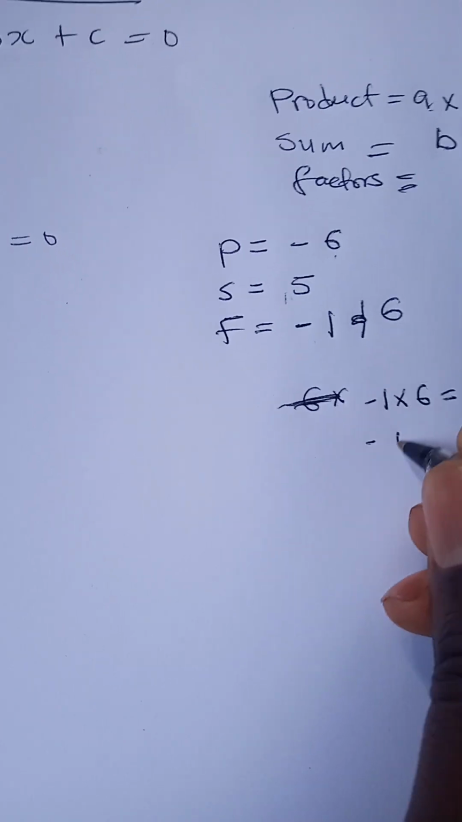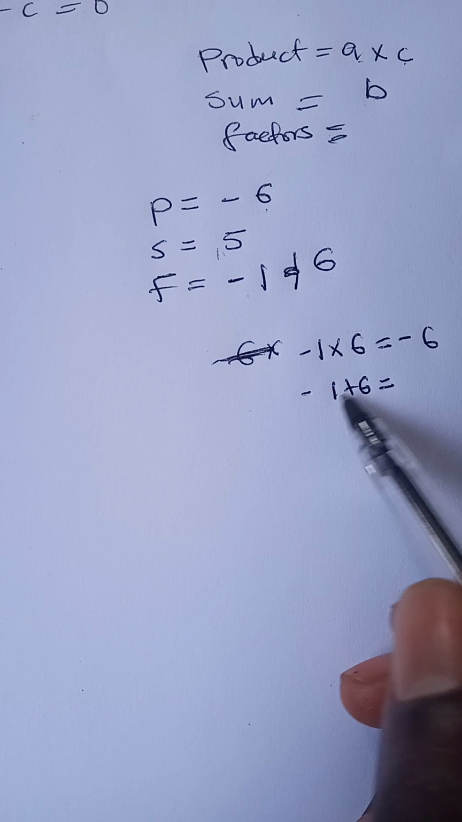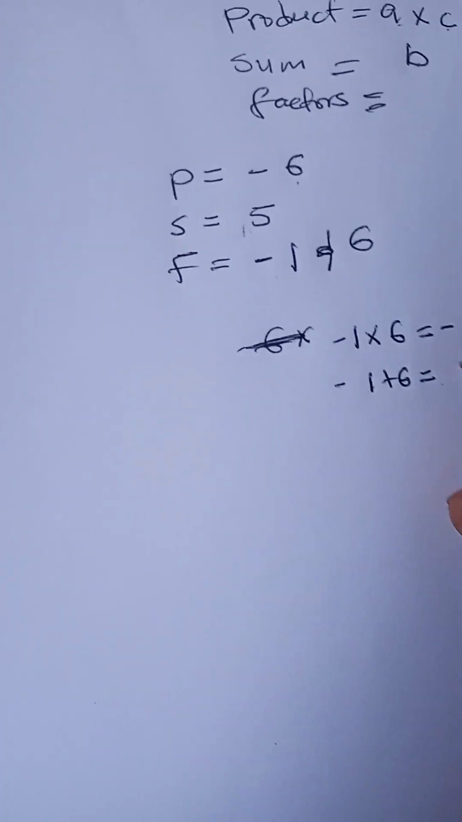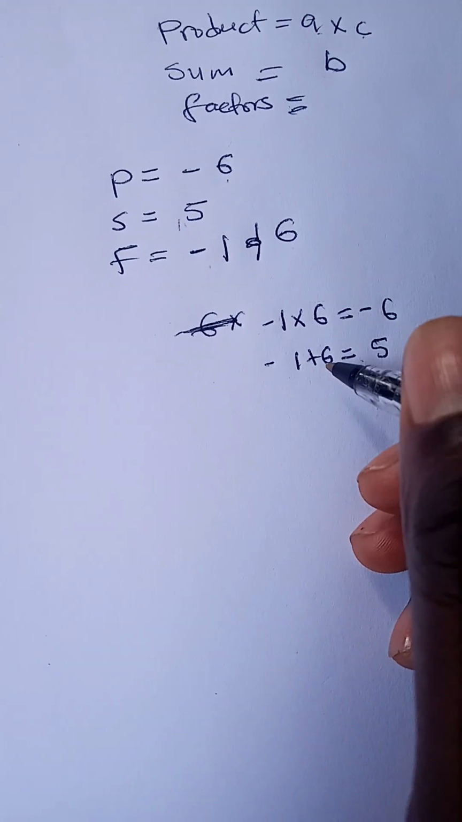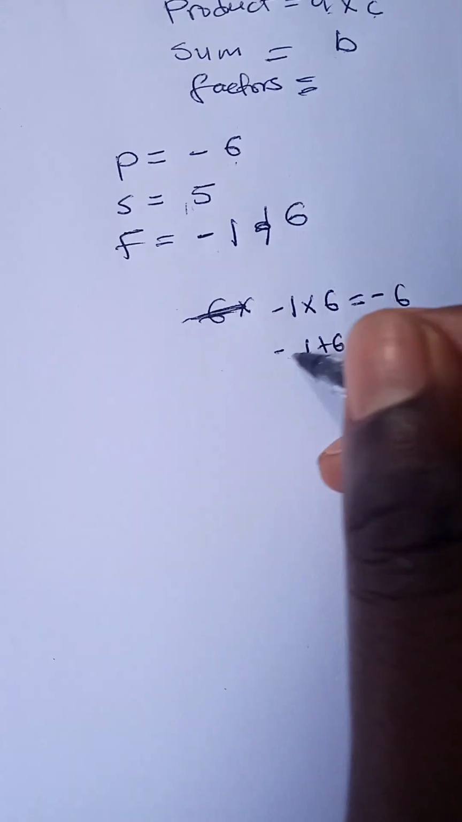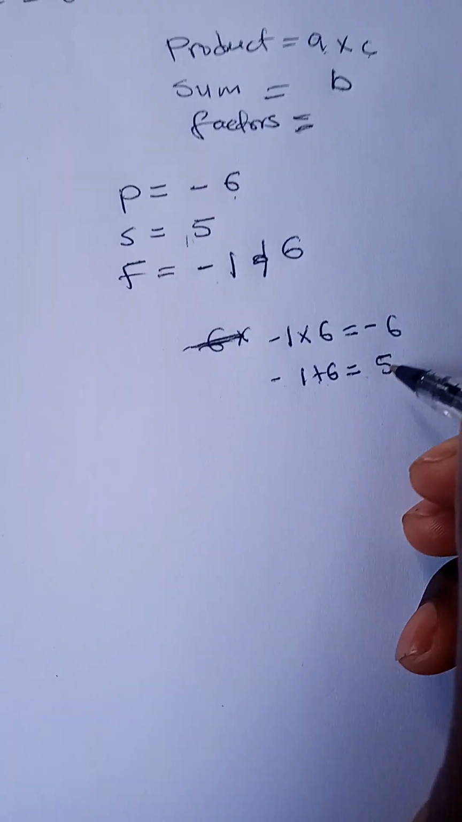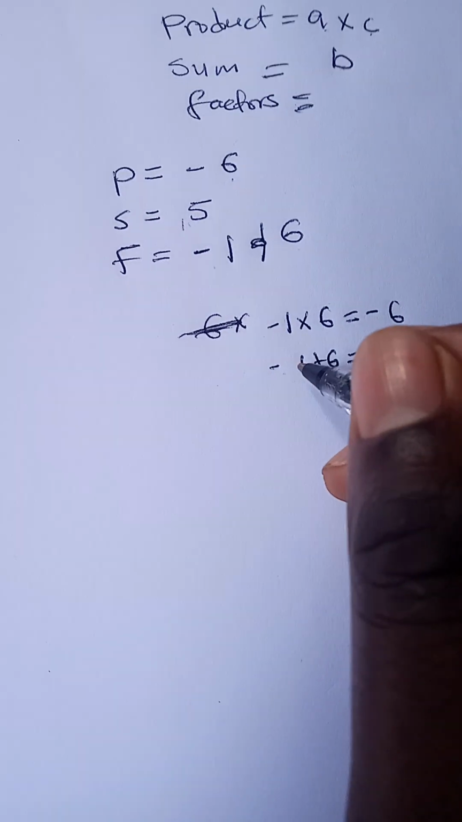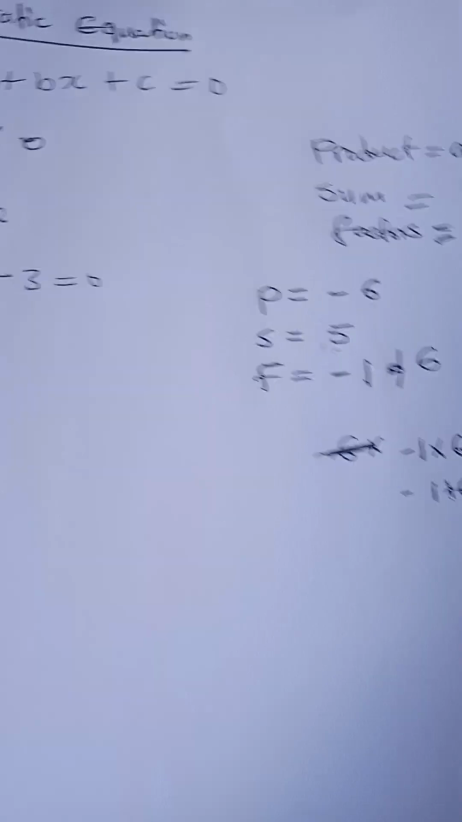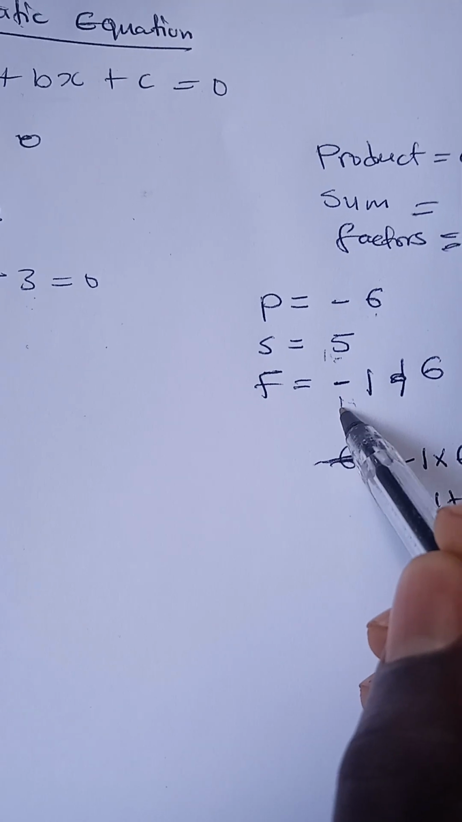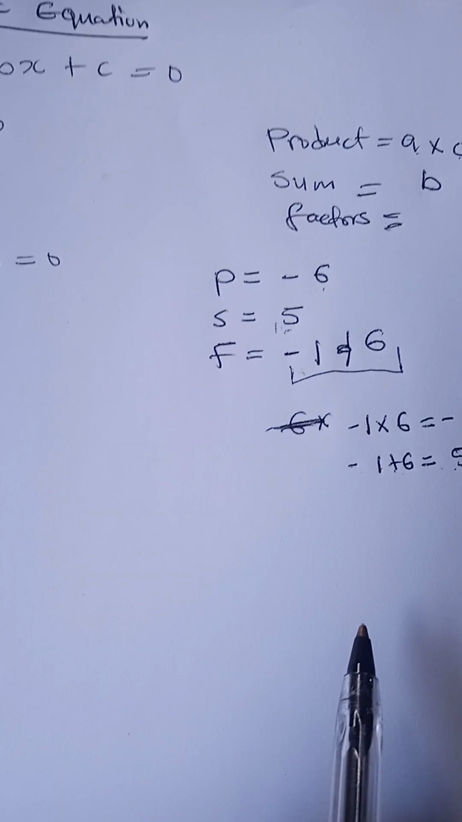Negative 1 plus 6 is giving us a positive 5. Why? Because our bigger number here is positive. So when we have a negative and a plus, we subtract them, but we take the sign of the bigger number. In this case, our bigger number was 6, but we subtracted to get what? A 5. This is our sum here. So the factors that we are going to use are negative 1 and positive 6.